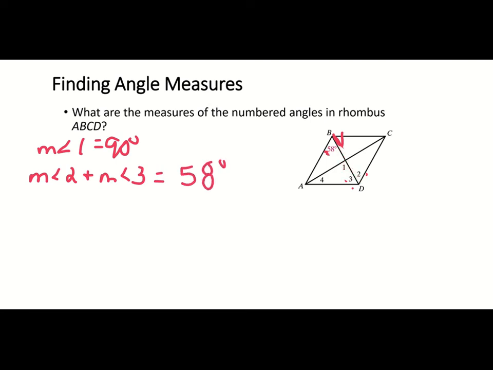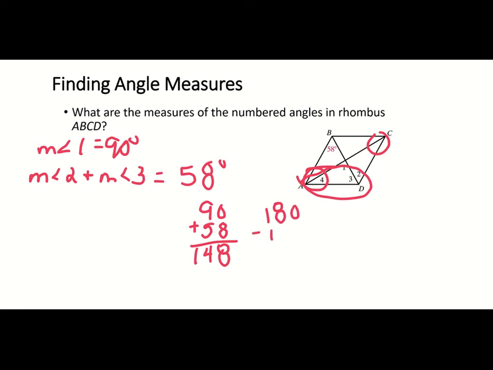Now, I've got to figure out angle 4. I don't have any other angle information here, but I do have a triangle here. I know that angle 1 is 90 and angle 3 is 58. So if I just do 90 plus 58, we get 148. I know all 3 angles in a triangle equal 180, so I'll do 180 minus 148. So we get the measure of angle 4 is equal to 32 degrees.